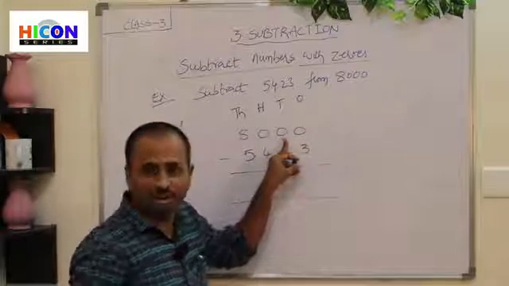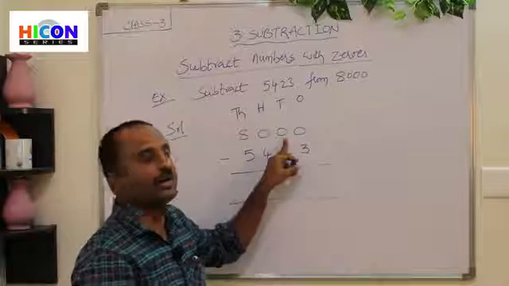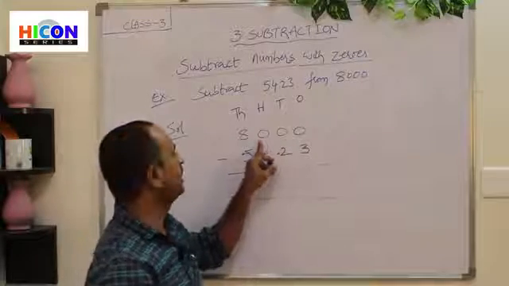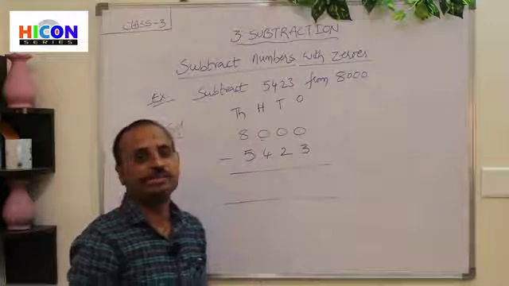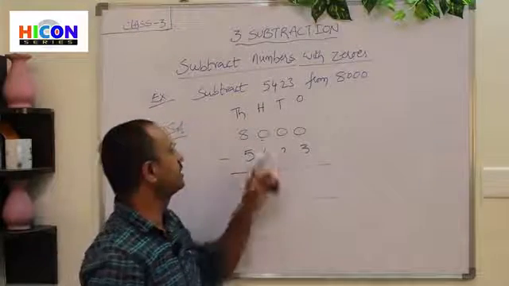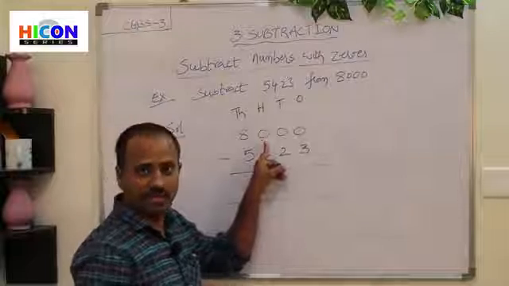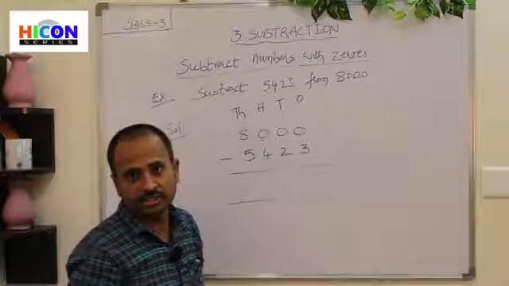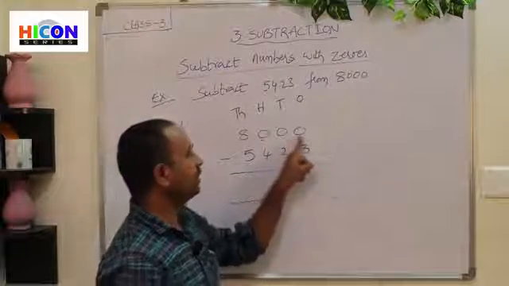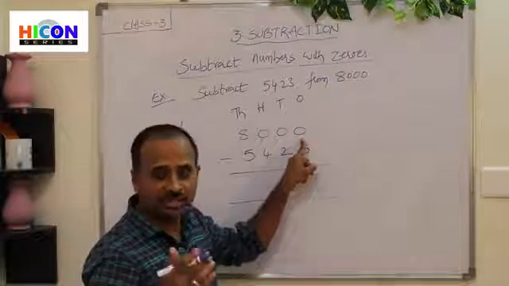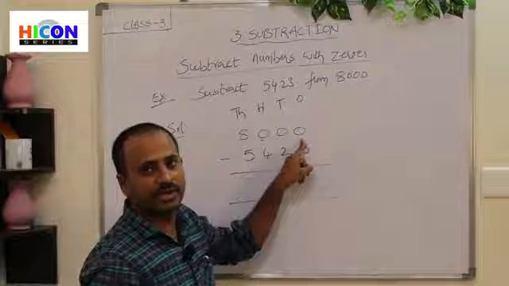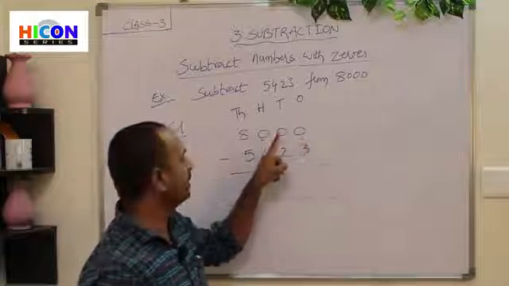So since there are no tens, now go to the hundreds place. How many hundreds are here? Here also there are 0 hundreds. That means there are no hundreds in the given number. Children, are you able to understand here? In the ones place there are zeros, that means subtraction is not possible. That's why we have to take borrow from the tens place.